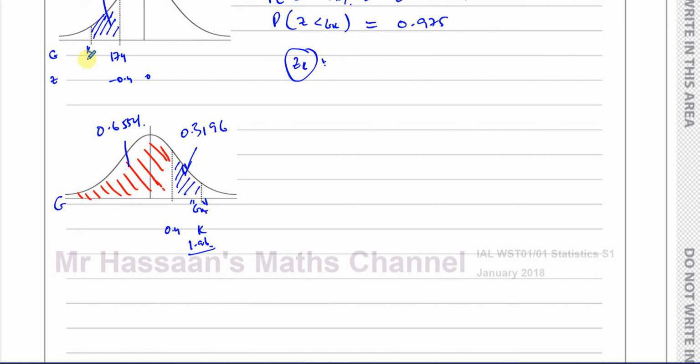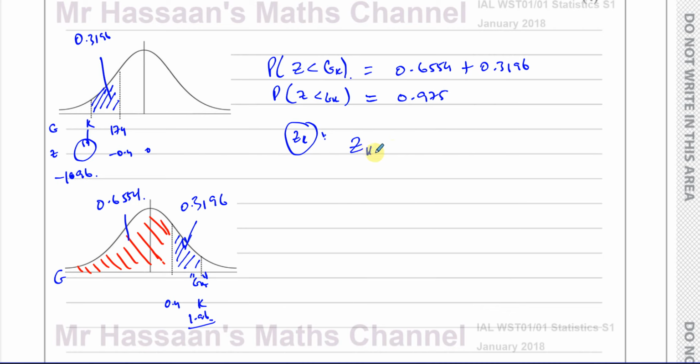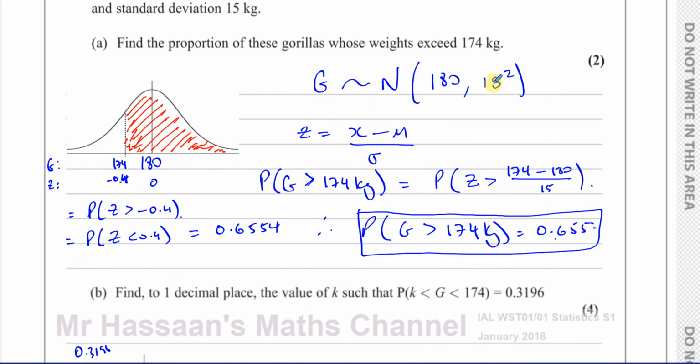So the Z value that we're looking for here is negative 1.96. Okay, so we can say that the Z value that we're looking for, for our K, is negative 1.96. So now we can unstandardize the score. Remember the standardized formula, Z equals X minus the mean over the standard deviation. So here we have negative 1.96 equals the score, which we're going to be finding now, minus the mean, which was 180, over the standard deviation, which was 15. Okay, 180 and 15, that's right.